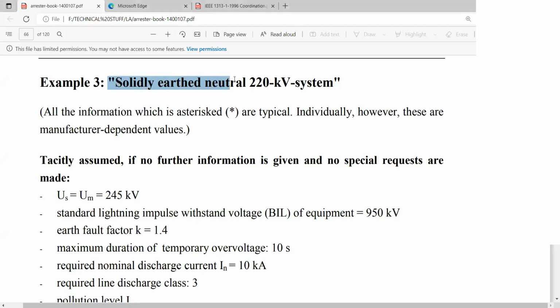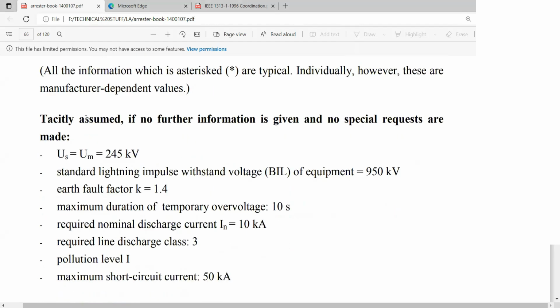So this is a solidly earthed neutral 220 kV system, team. I am doing the lightning arrestor calculation for this. This is my system voltage, which is 245 kV. The standard lightning impulse of my system is 950 kV, meaning all the equipment has a BIL of 950 kV.